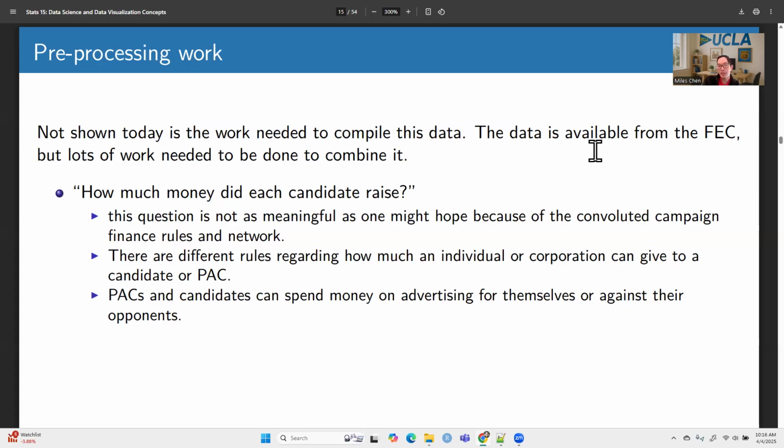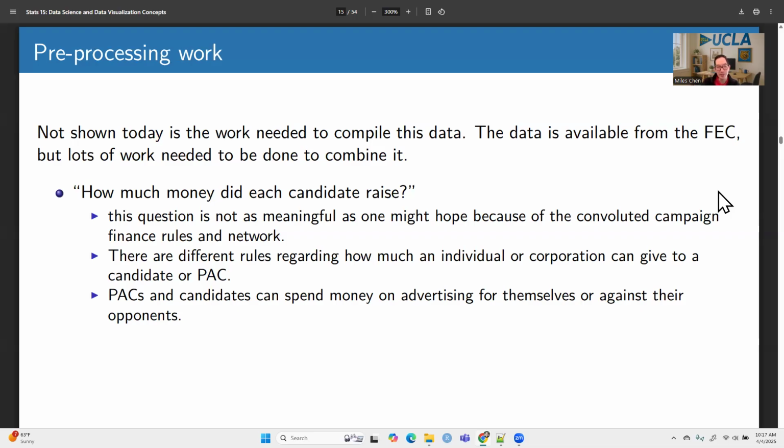Maybe one of the guiding overall questions we might have is, how much money did each candidate raise? That might be the first question that we ask. But this question by itself is a little convoluted, or might not be as meaningful, because there are all these weird campaign finance rules, like different rules about how much an individual can give versus how much a corporation can give. There are weird things going on, like Elon Musk has all of this money and he's spending it on different elections these days. The rules regarding how all of this works are a little convoluted, okay?